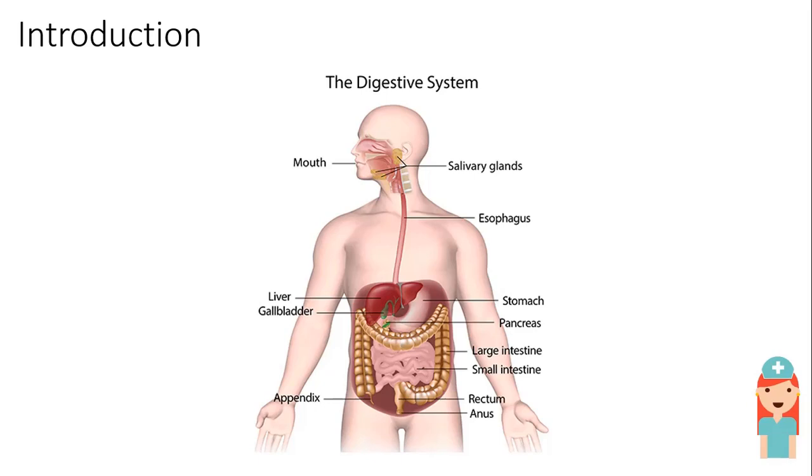What happens once we ingest our food? The GI tract has a long passageway which starts from the mouth and ends at the anus. Think of the GI tract as the entrance and exit point of food. The GI tract is also called the alimentary canal. It passes through a number of solid and hollow organs. And now we are going to take a closer look at those.